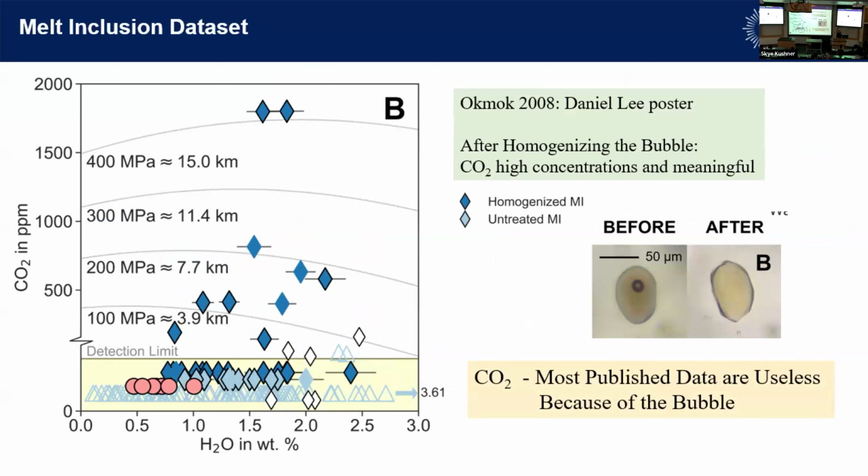The CO2 in the database is garbage. It's not our fault. It just has to all be redone because most people measured the glass without the bubble. And once you rehomogenize the bubble, the CO2 changes dramatically. And so look at Daniel Lee's poster. I'm showing it here. For Okmok, all the prior data were below detection limit for CO2. And after Daniel homogenized them, now they're thousands of parts per million. That requires stalling at 15 kilometers depth, which is by the way where the seismic swarm was. So the CO2 all has to be redone, unfortunately.